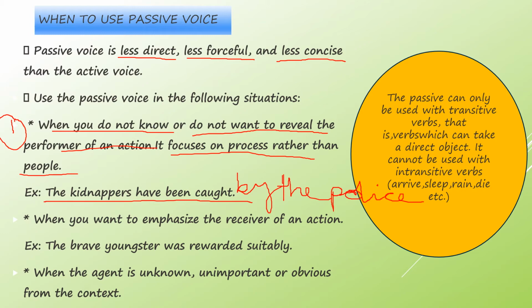Then the second is when you want to emphasize the receiver of an action. For me, the person who is receiving the action is more important. "The brave youngster was rewarded." So for me, it is important to highlight the brave youngster because it is this brave youngster who has received the reward. Then the third is when the agent is unknown, unimportant, or obvious from the context.